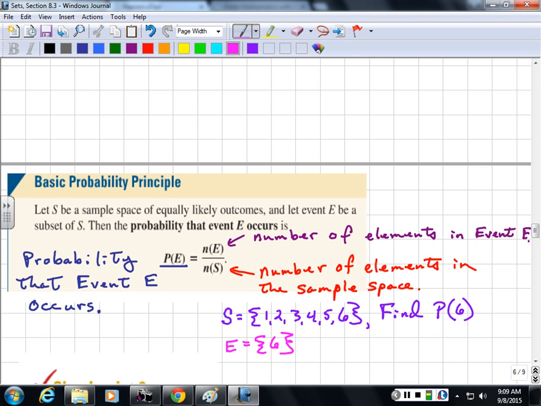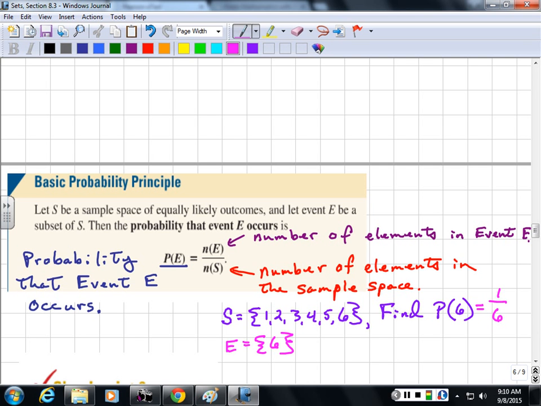The probability of 6 is going to be n of E over n of S, which is going to be simply 1 over 6. Because there's one event in E, and there's 6 events in S. So the probability of taking a fair six-sided die and rolling a 6 on any given roll is 1 in 6.